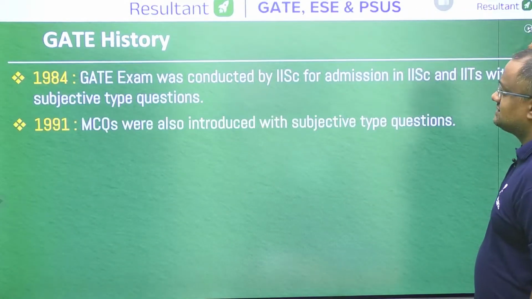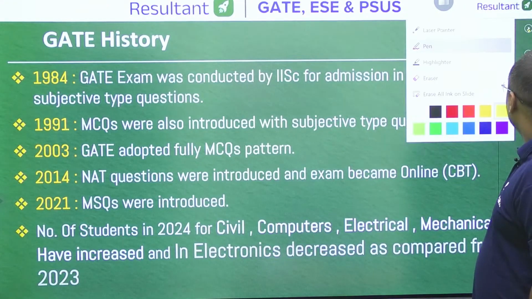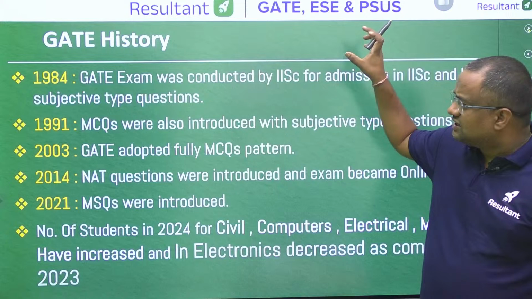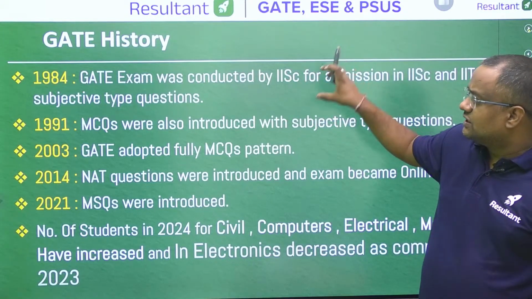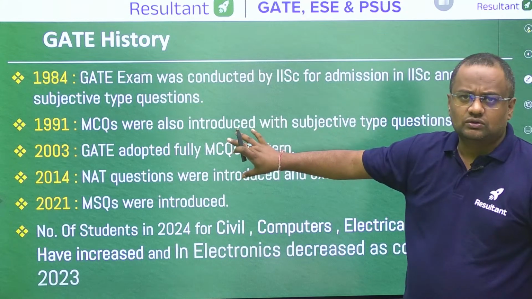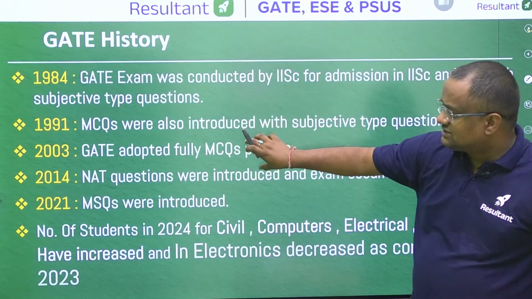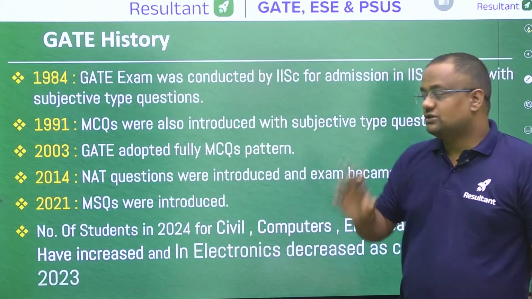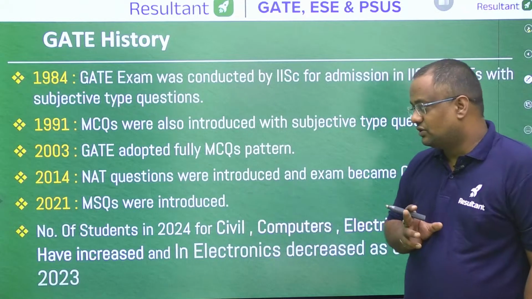Now guys, this is the GATE history. The GATE examination was conducted in 1984. At that time the paper was of subjective nature. There have been a lot of changes. Initially the paper had a lot of subjective questions, then MCQ were introduced. Earlier it was subjective, then subjective plus MCQ. Then in 2003 the subjective part was deleted, total MCQ pattern. In 2014 NAT was introduced. In 2021 IIT Bombay introduced MSQ.